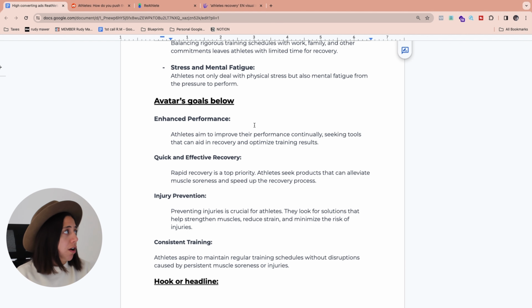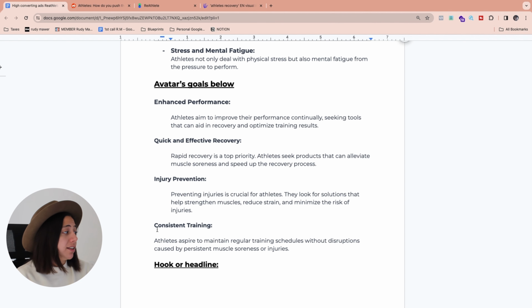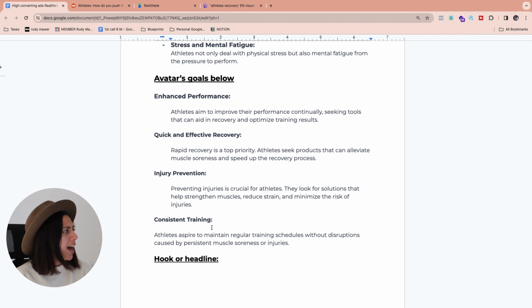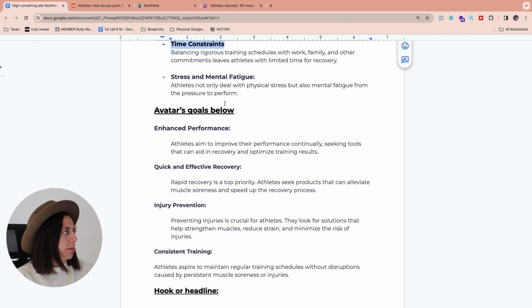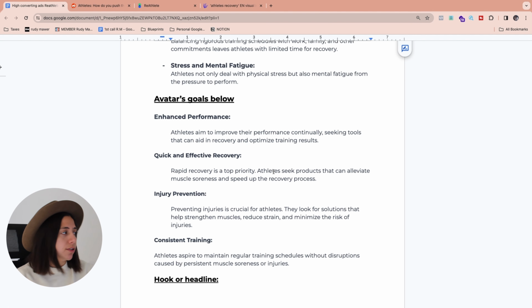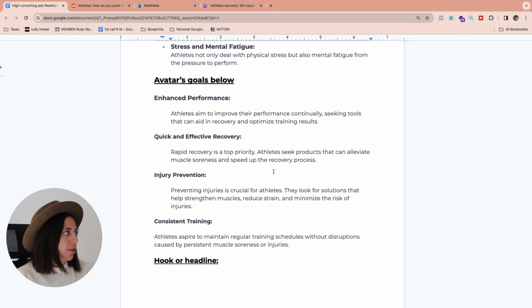So goals of athletes, they want enhanced performance, they want quick and effective recovery, fast recovery, right? Injury prevention to be able to keep on going, and consistent training. I would also add in here, now that I'm thinking about it and brainstorming, something about the anxiety, just being at peace and being more balanced in their lives.